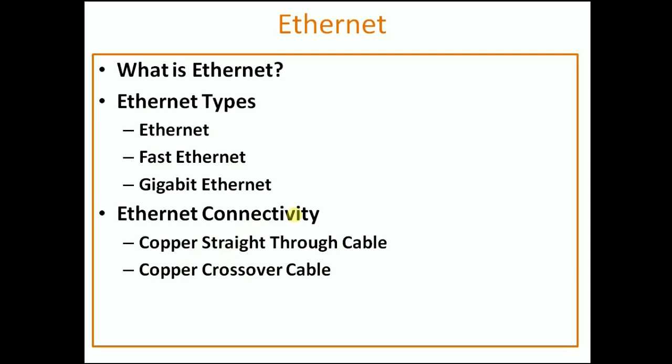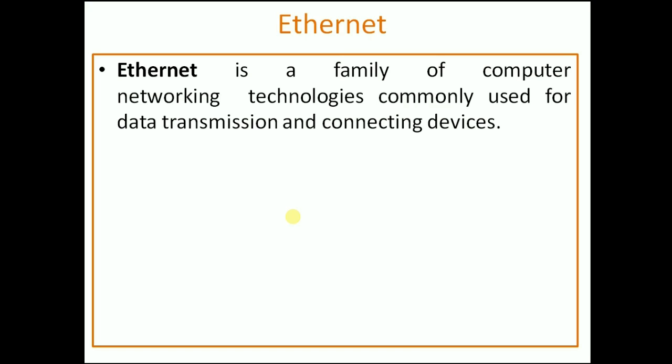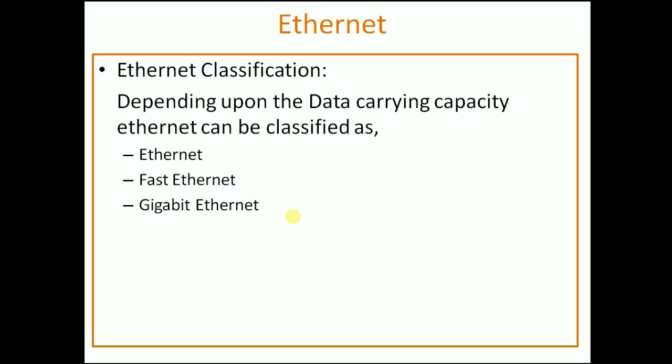Today we are going to study Ethernet. What is Ethernet? Ethernet types and Ethernet connectivity. So Ethernet is a family of computer networking technologies commonly used for data transmission and connecting devices. So the major characteristics of an Ethernet is that it is used for data transmission and to connect the devices. The devices can be routers, switch, PCs, etc.